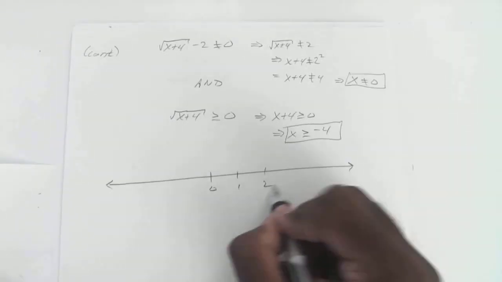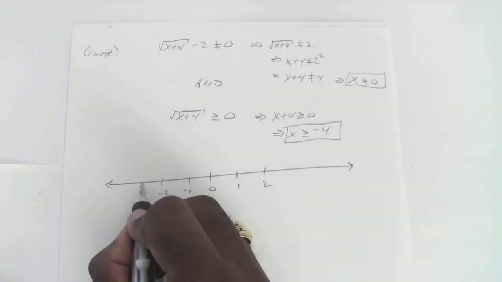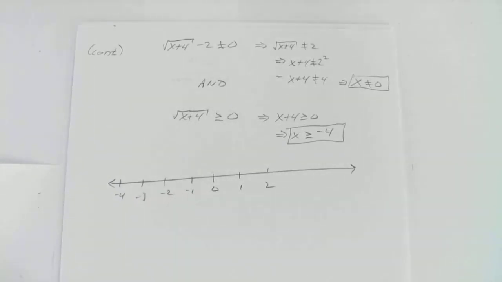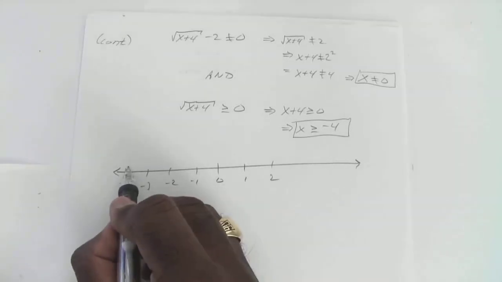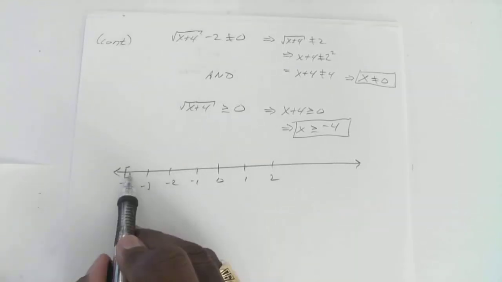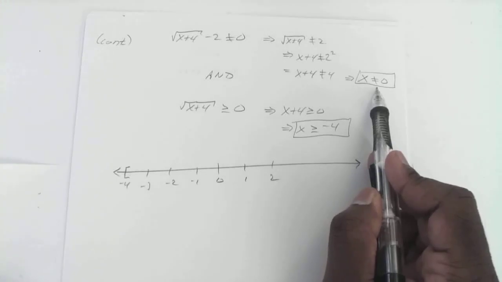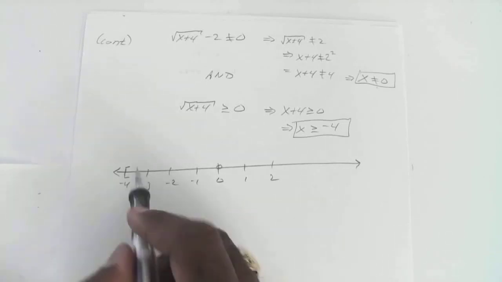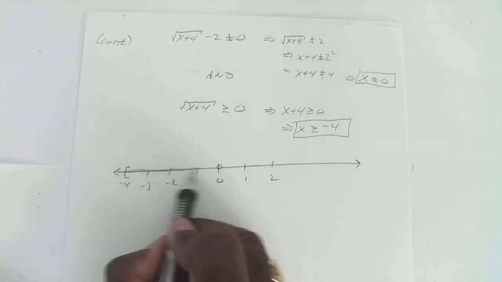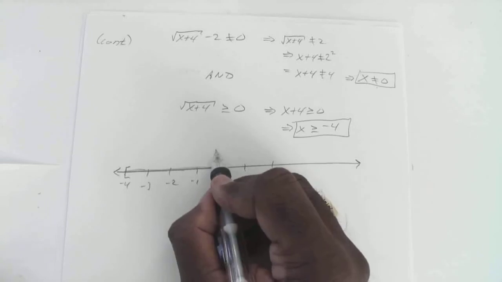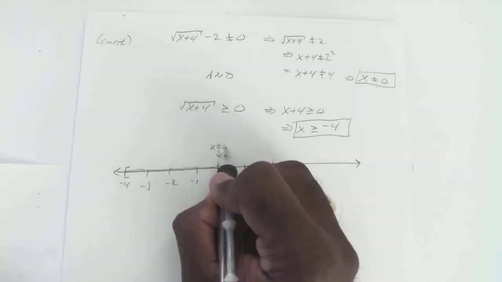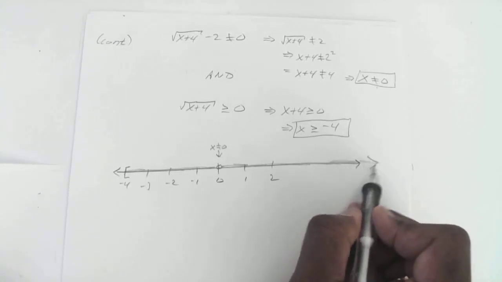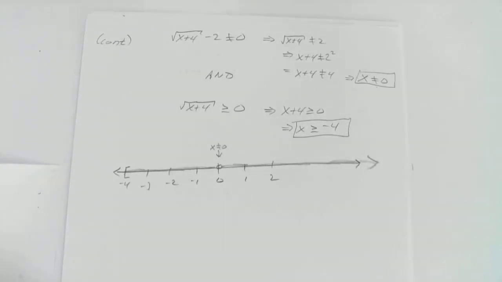Okay, so we have 0, 1, 2, negative 1, negative 2, negative 3, negative 4. Okay, so x has to be greater than or equal to negative 4. So that one didn't change. The one that changed is the value that it can equal. That's the 0. So we know that x can't equal 0, so we'll leave that as an open circle. Okay, so we know it can go there. Again, x can't equal 0, so it skips over and goes all the way to infinity.